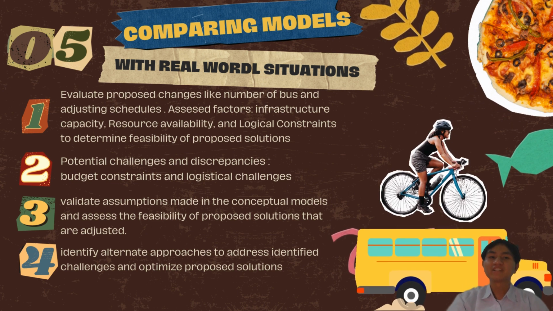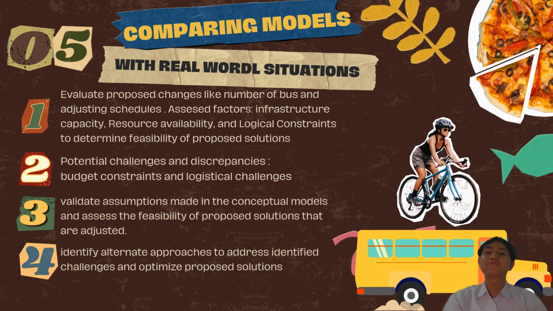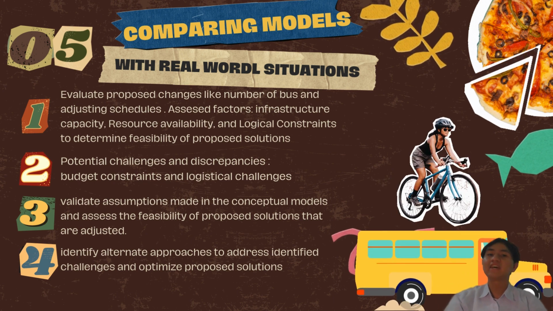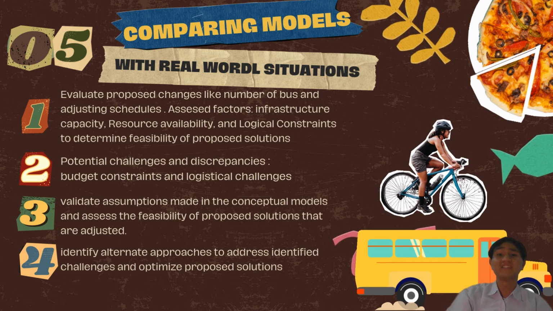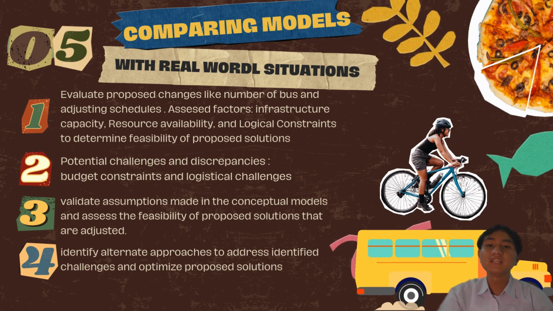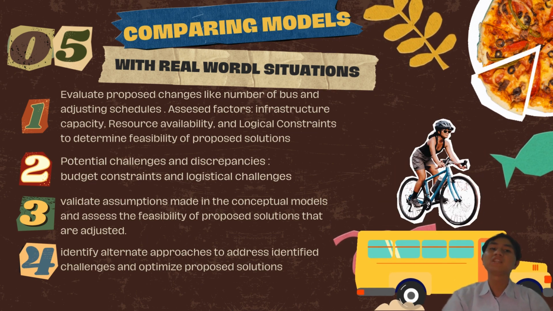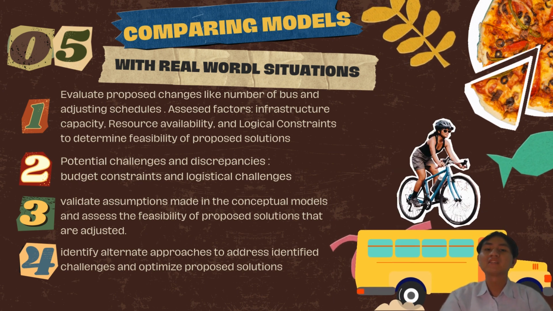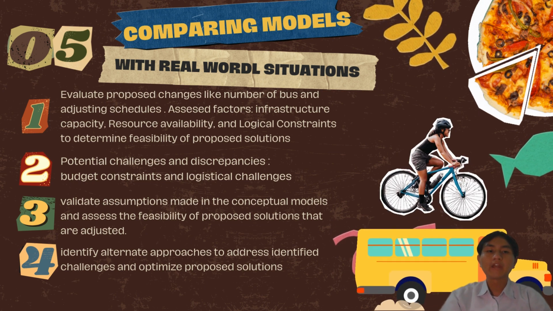The assessed factors are infrastructure capacity, research availability, and logistical constraints to determine the feasibility of the proposed solution. The second one is potential challenges and discrepancies, here about budget constraints and logistical challenges. The third one is to validate assumptions made in the conceptual models and assess the feasibility of proposed solutions that are adjusted. The fourth one is to identify alternate approaches to address identified challenges and optimize the proposed solution.